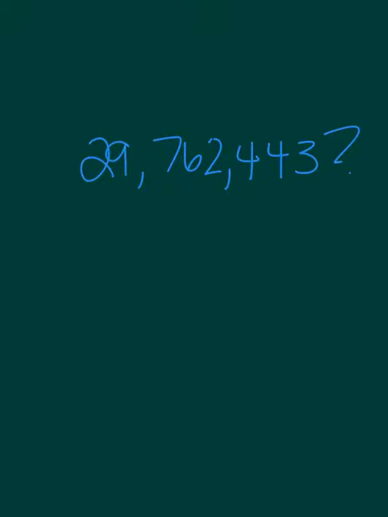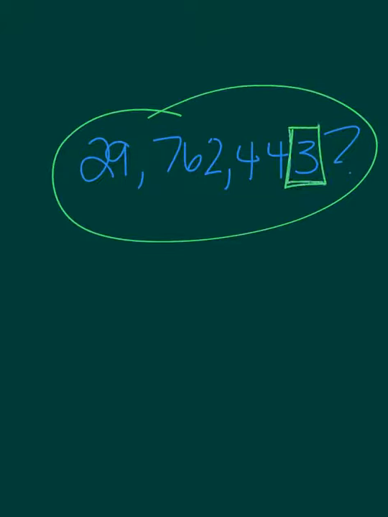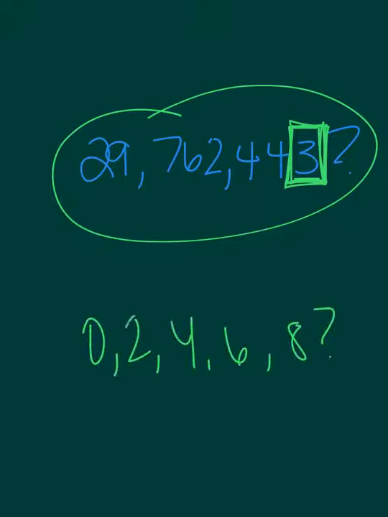Let's take a look at this number. We have 29,762,443. Lucky for you guys, you don't have to look at the entire number. You just need to look at the number in the ones place. So does this number end in a 0, 2, 4, 6, or 8? Well, what do you think? Is this in that list? No. So therefore this number would not be divisible by 2.